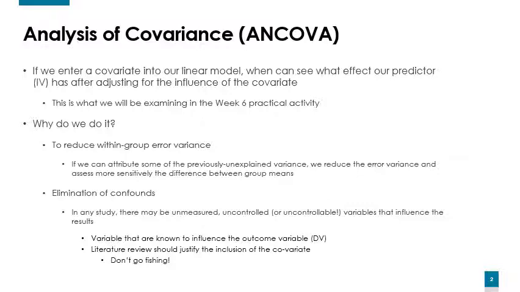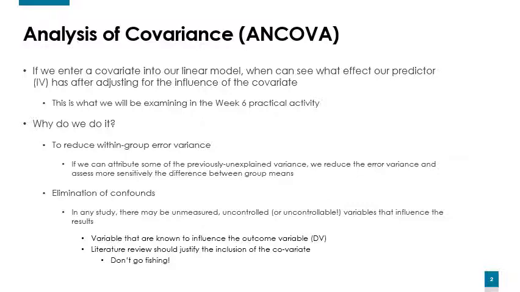Why do we do this? Well, one reason is to reduce within group error variance. If we run a simple ANOVA, we get an estimate of the variance explained by the experimental factor or the predictor, and we get unexplained variance, which is typically called error. However, if we plug in a covariate, we might be able to redistribute or reattribute some of this previously unexplained variance. So we essentially reduce the error variance because we explained some of it using a covariate, and therefore we more sensitively address the difference between our group means in terms of our predictor.